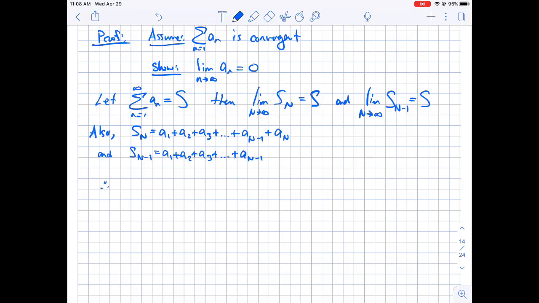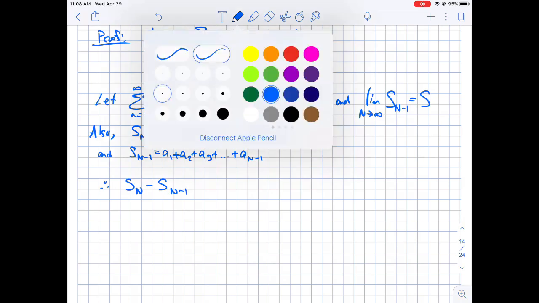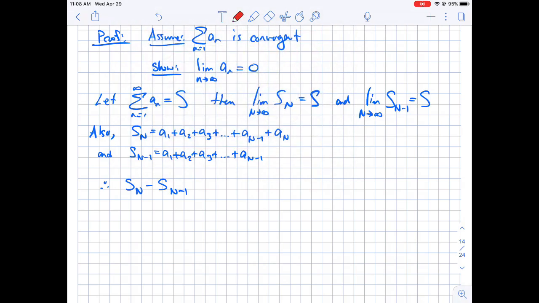If we look at the difference between these two, so let's take s_n and let's subtract s_{n-1}. Well, what's going to be the difference between them? We will notice here that if I'm doing this one minus this one, it's going to be a_1 minus a_1. Those are going to cancel each other out.